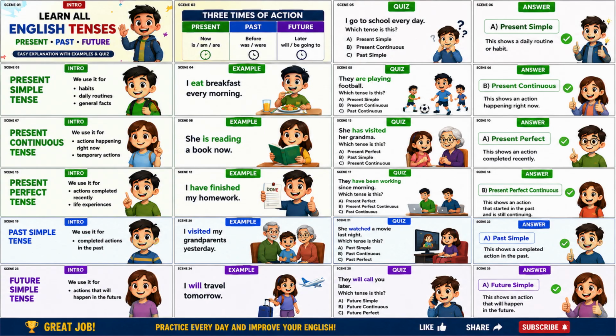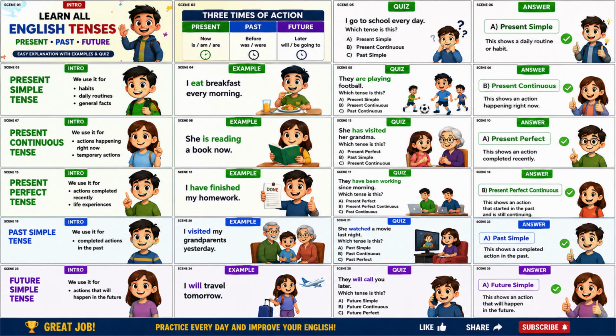First, what is a tense? A tense tells us the time of an action. For example, I eat pizza. This happens now. I ate pizza. This happened before. I will eat pizza. This will happen later. See? Tenses help us understand time in English. There are three main tenses: present tense, past tense, future tense, and each tense has 4 types. Don't worry, we will learn step by step.